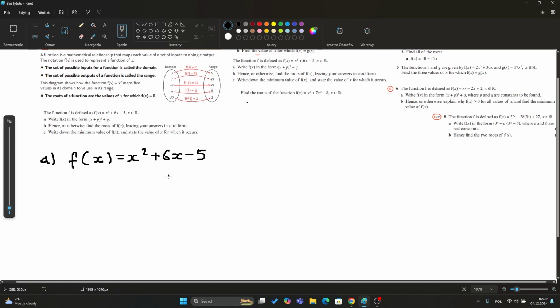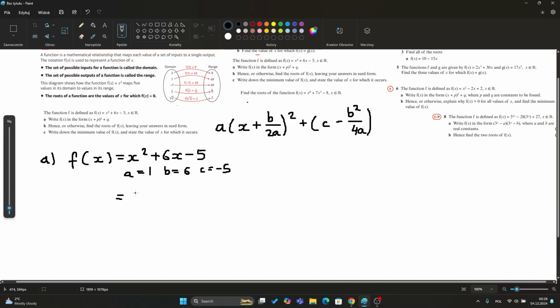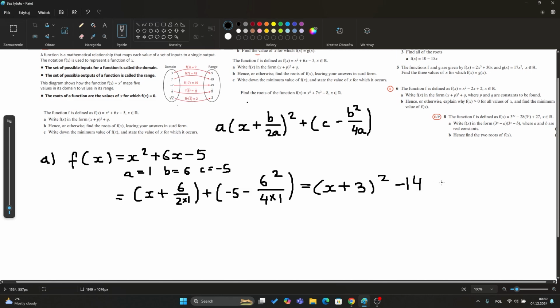f of x equals the following equation, and now we're going to complete the square. Now to complete the square, we use a formula for it, and it is as follows. So we got the formula and the coefficients, so now we can just plug in, so it will be like this and like this. So we have completed the square. I've done the exercise part of A.